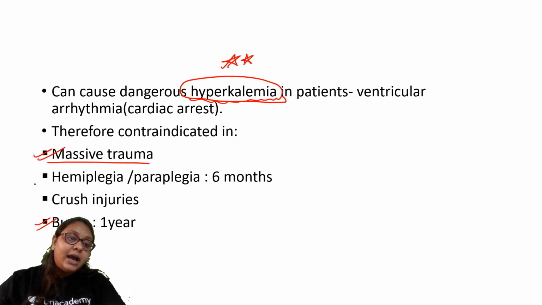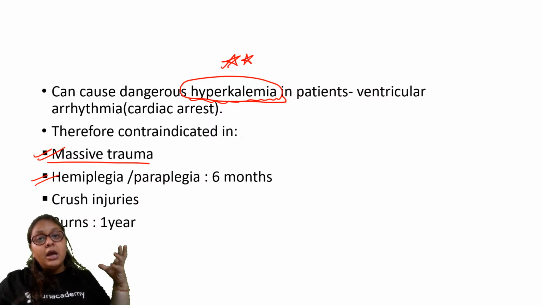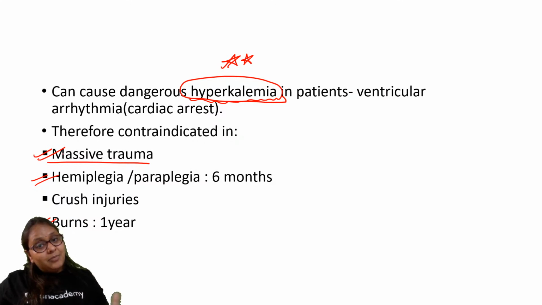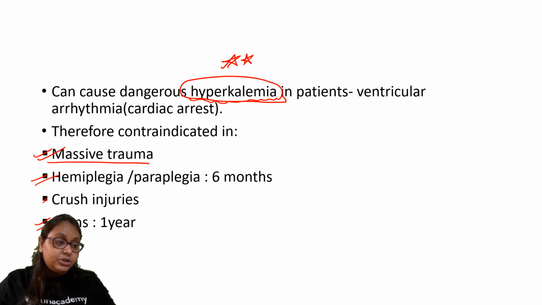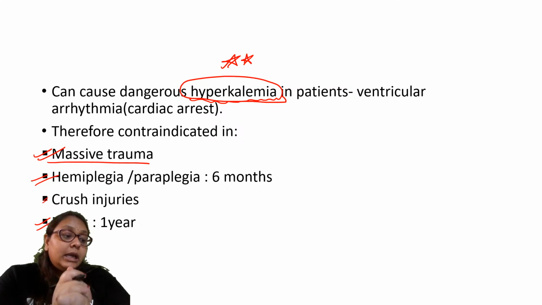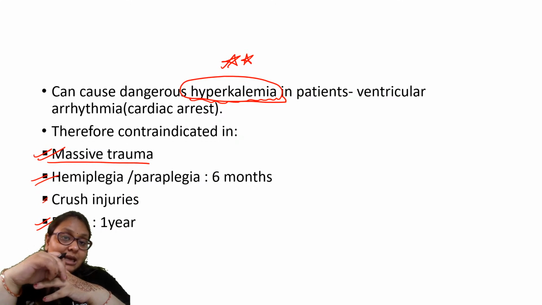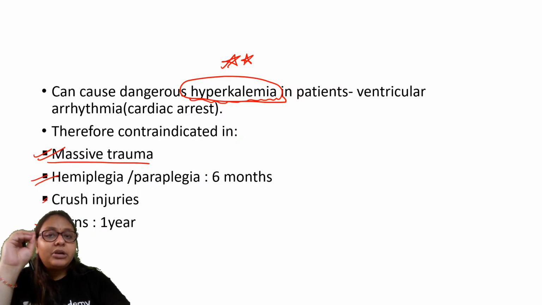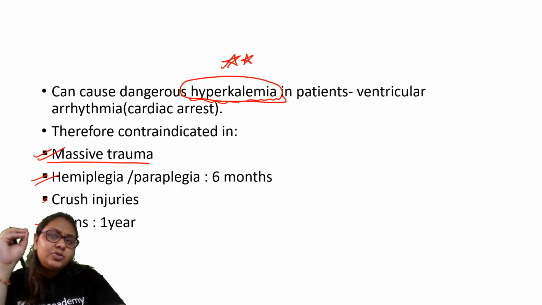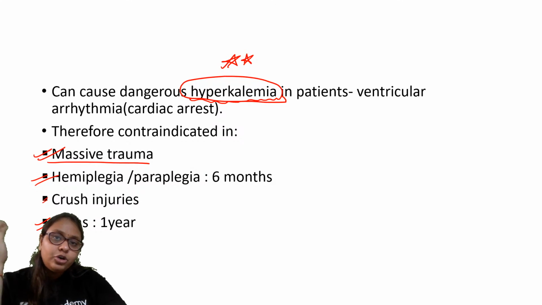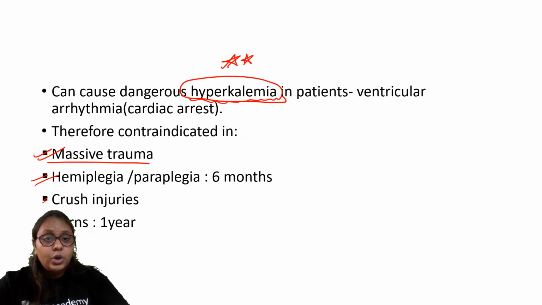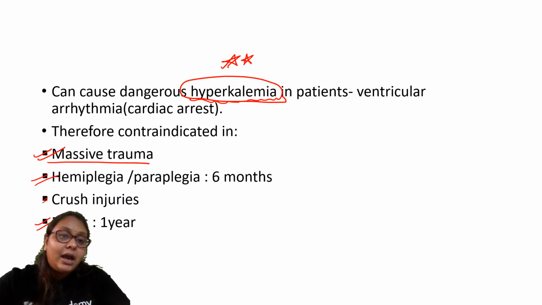Hemiplegia and paraplegia, because of the muscle atrophy and muscle damage, also cause hyperkalemia, and so does crush injury. So remember this, scoline can cause dangerous hyperkalemia. If the patient's potassium level is normal, a slight rise in potassium won't cause any harm. But if the patient already has high potassium and I'm using scoline, it can cause dangerous hyperkalemia and ventricular arrhythmias. Is it clear?